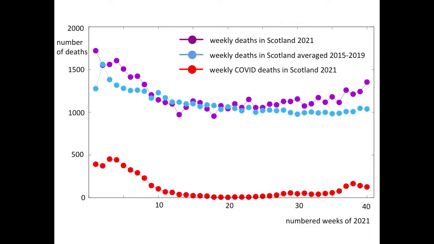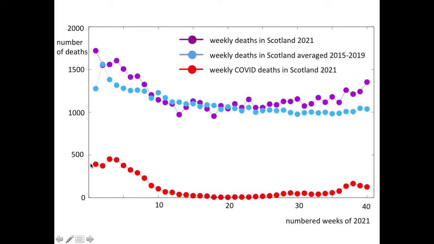So here is a plot of the data produced by the Scottish Government. The upper purple curve shows weekly deaths in Scotland through 2021, and in that previous video that went up to week 40. For comparison, the light blue curve are weekly deaths in Scotland averaged over the period 2015 to 2019, and that provides a sort of baseline with which we can compare 2021 deaths.